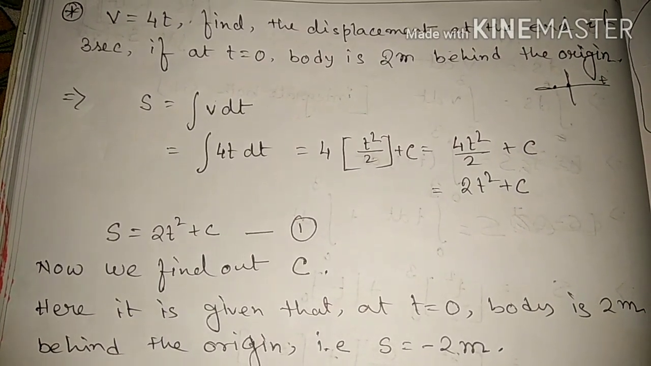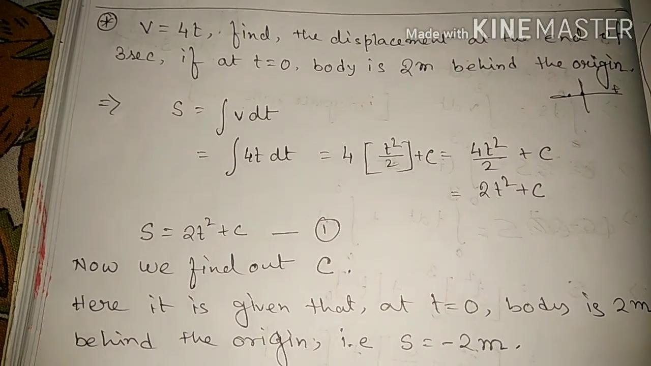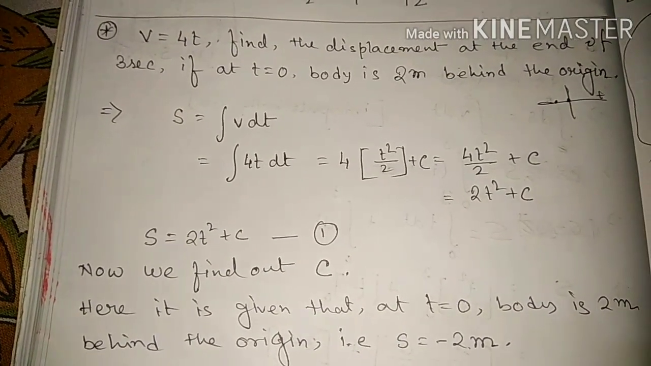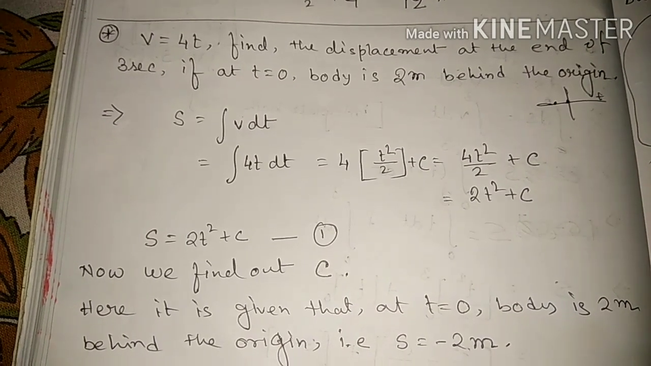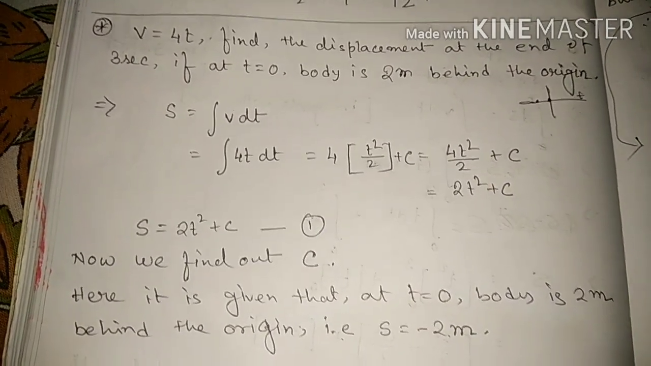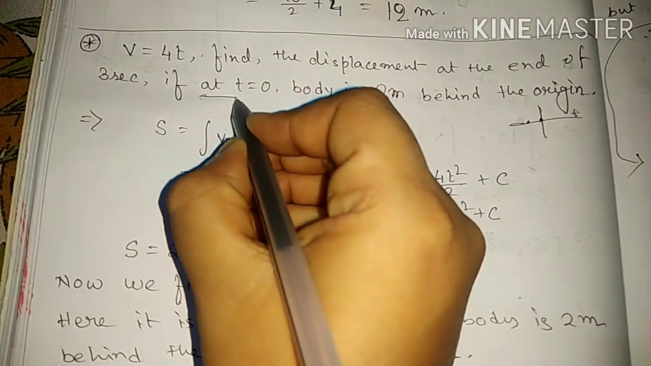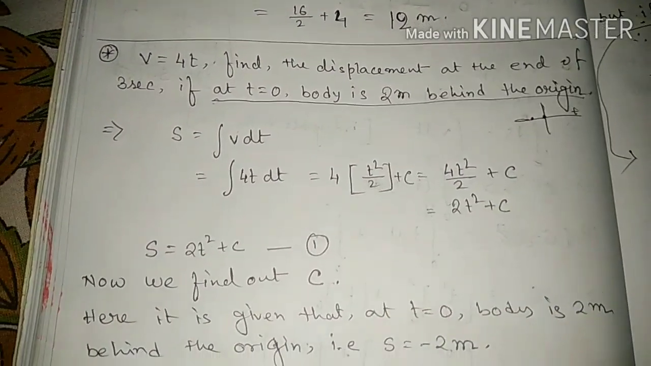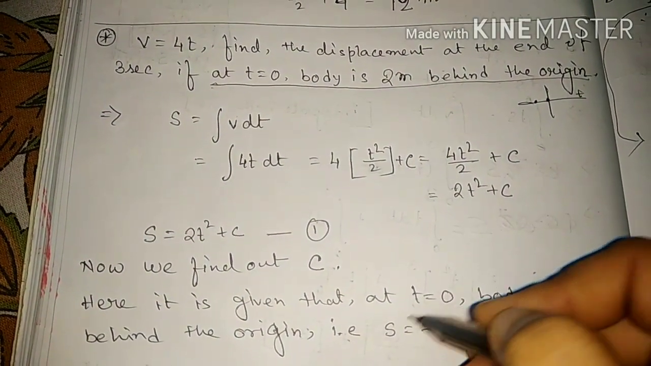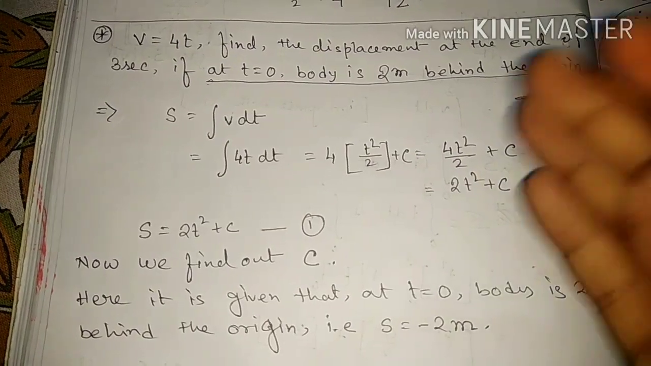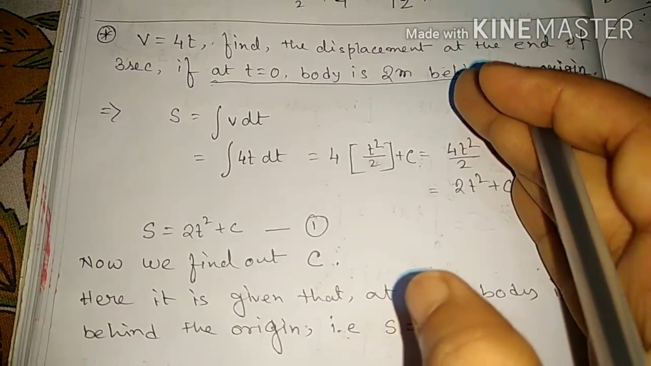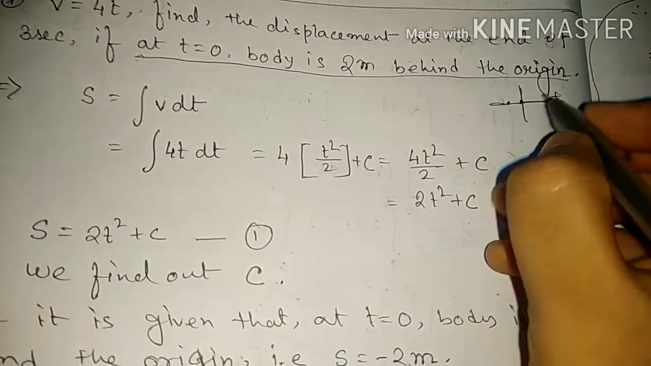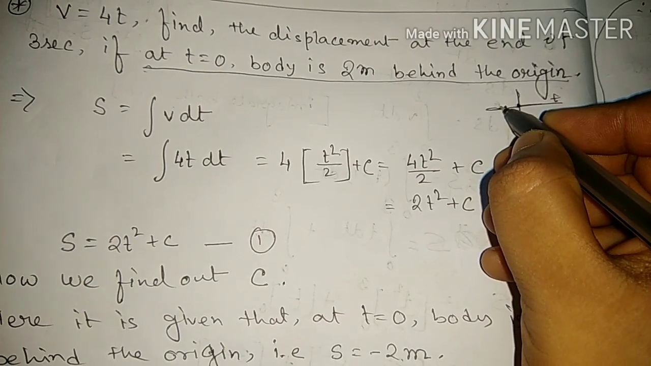Now step number 2: we find the value of the constant c using the information. Here also information is given. Which one is the information? Yes, this one is the information. At t equals 0, the body is 2 meters behind the origin. That means at t equals 0, s equals minus 2 meters. Behind the origin means it is on the negative axis. If we consider this is the x-axis, and the body is on the x-axis, behind the origin means negative x-axis.